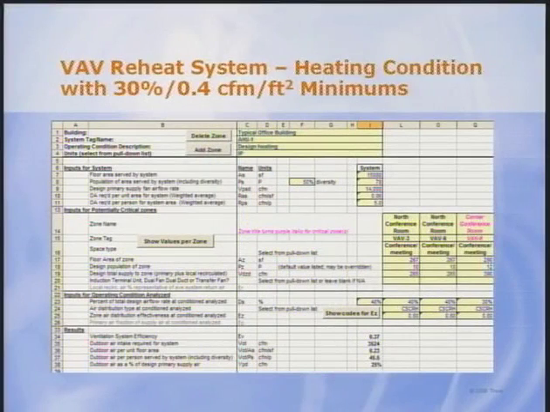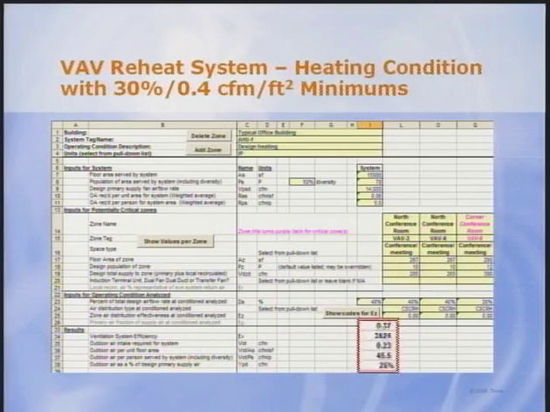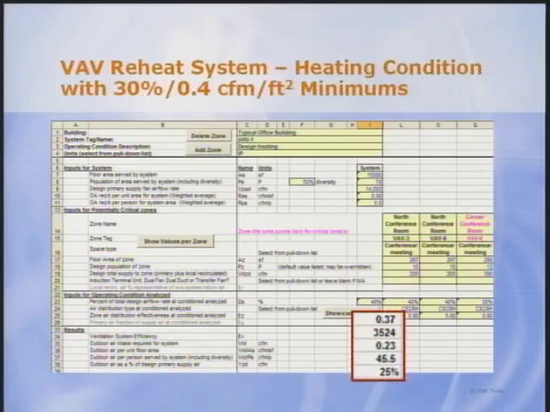In this case, we used 30% minimums, but Standard 90.1 has other exceptions that allow higher minimums in some cases. For instance, Standard 90.1 also allows minimum set points to be equal to 0.4 CFM per square foot. In this analysis, the minimums were set to the larger of 30% and 0.4 CFM per square foot. This is easily done with a formula in the spreadsheet. The minimums to the north conference room increase to about 40%, and the critical zone switches to a corner conference room. The results section shows that this scenario is possible, but only if the system outdoor air rate increased to 3524 CFM, more than double the 1565 CFM required for the cooling scenario.